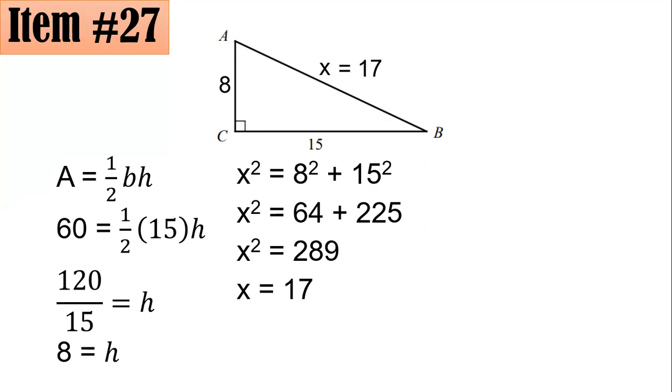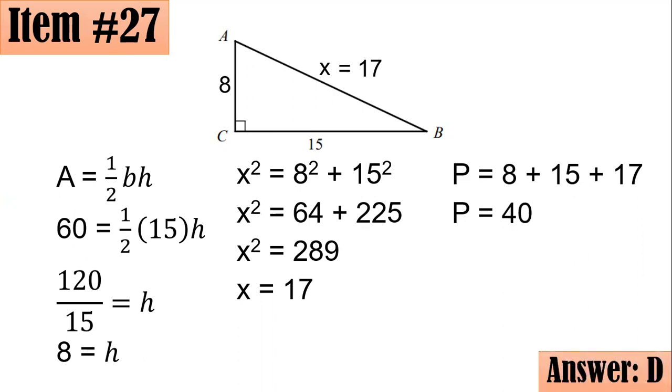And since we now have the values of all three sides, we can determine the perimeter, which is simply the sum of the measures of all three sides. Hence, perimeter equals 8 plus 15 plus 17. That gives you 40 units. Letter D. I hope you got it.